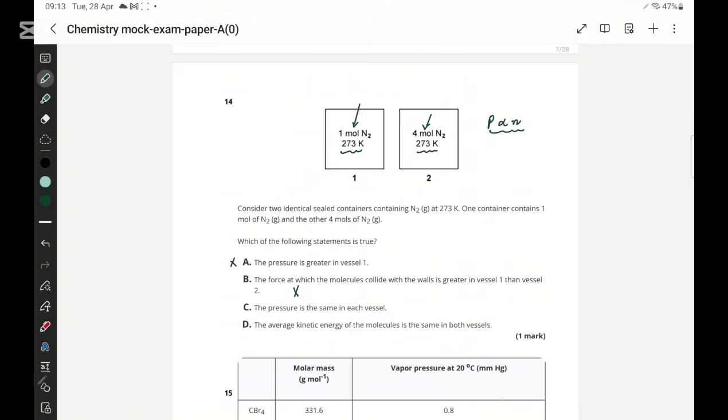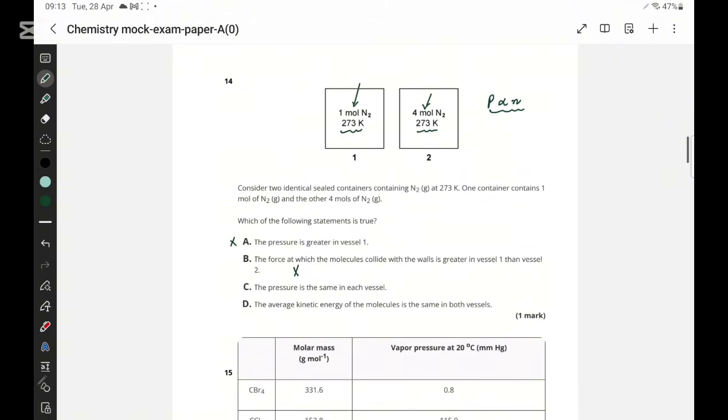Third option is saying the average kinetic energy of molecules is the same in both vessels. That is absolutely right, because kinetic energy is directly proportional to temperature, and if temperatures are the same, kinetic energy also needs to be the same. So option D is going to be the right one.